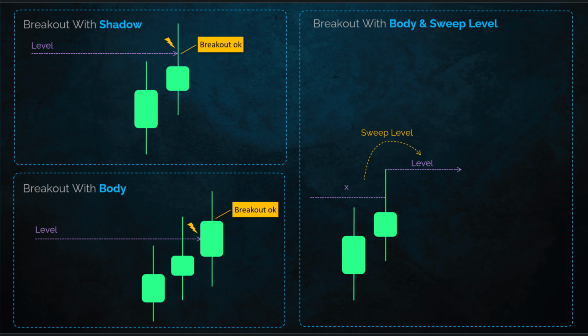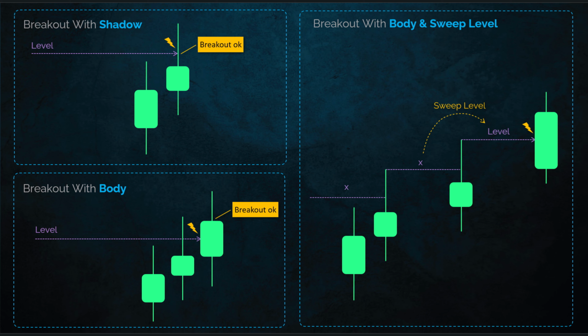And even if the previous level gets broken with the body, it still doesn't count. Another candle comes and moves past this new level again with its shadow. So once again, we sweep the level to the high of that new candle. And we keep doing this until the latest level gets broken with the body. Now, a new candle comes and breaks that last level with the body. And only then do we say the breakout is valid. In other words, after sweeping the level twice, the level finally gets broken with the body.